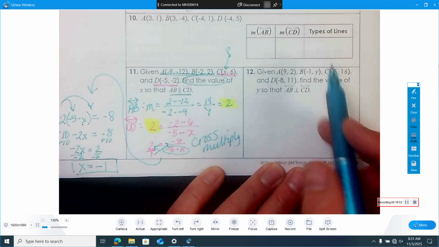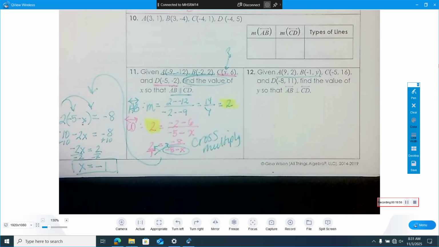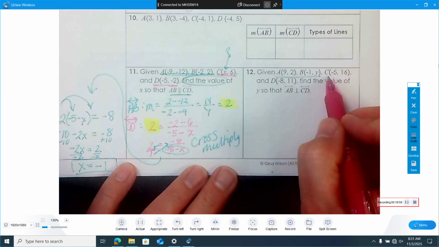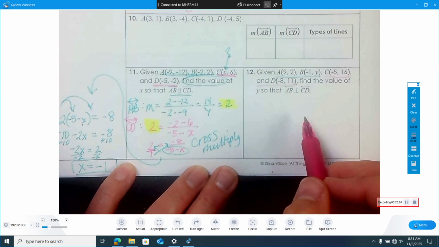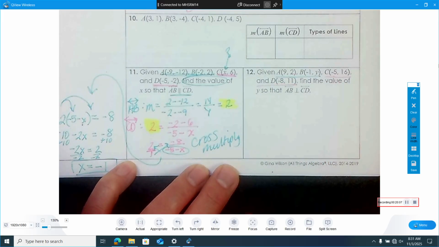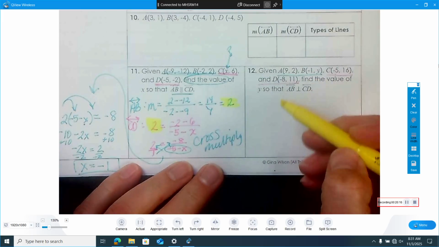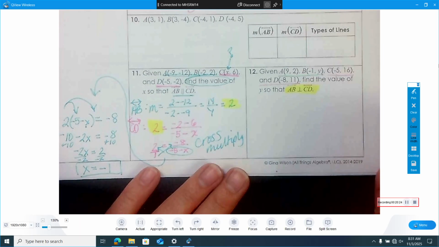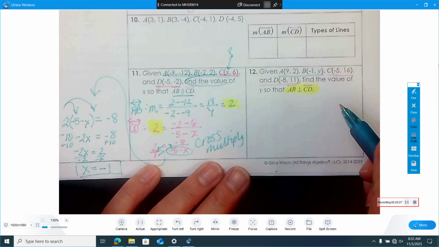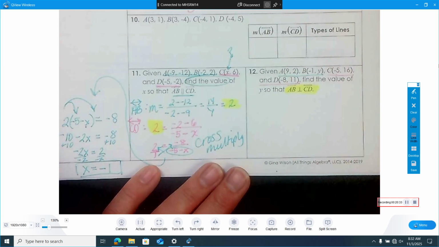Here, I have A is (9, 2), and B is (-1, y), and C and D are given: C is (-5, 16) and D is (-8, 11). We want to find the value of y so that AB and CD are perpendicular. Okay, all right, we want them to be perpendicular. What does that mean about their slopes? Opposite reciprocal slopes.